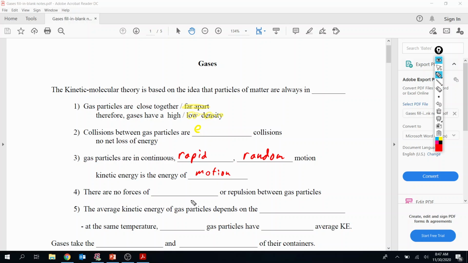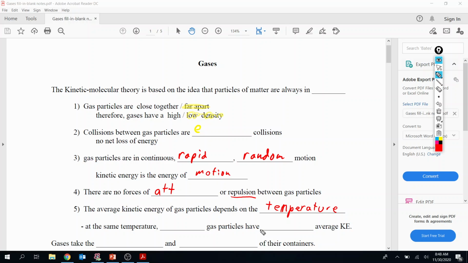All right, there are no forces of blank or repulsion. If we're going to talk about repulsion, we also need to talk about attraction. I'll let you write that in. And the average kinetic energy of gas particles depends on the, and we have not really talked about this yet, but I'll go ahead and tell you, temperature. So the average kinetic energy depends on the temperature.